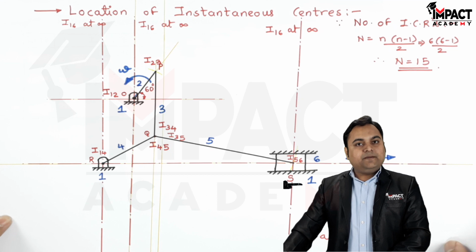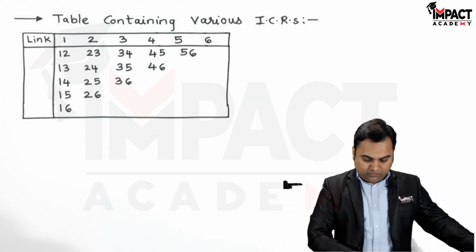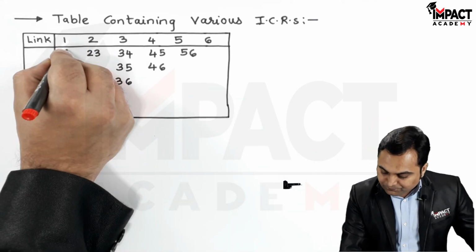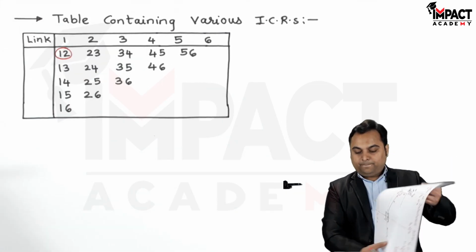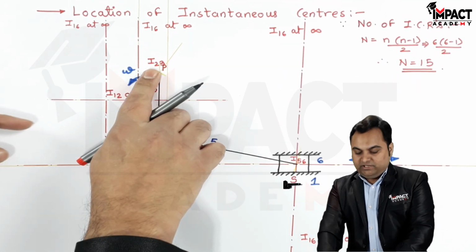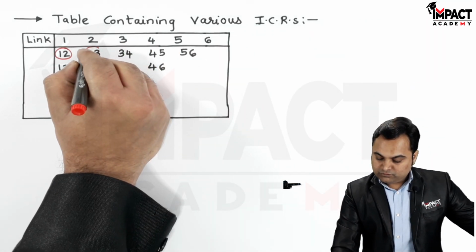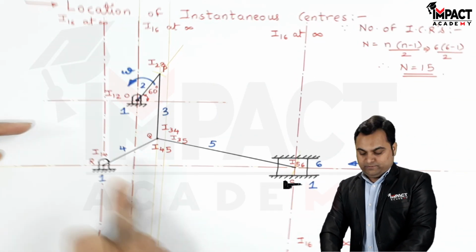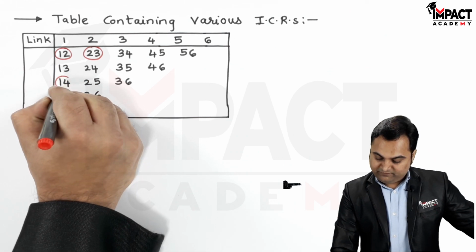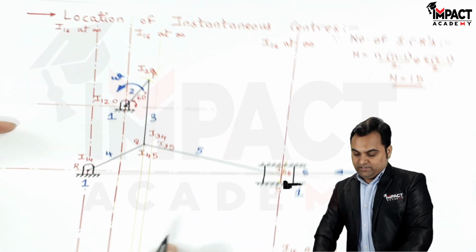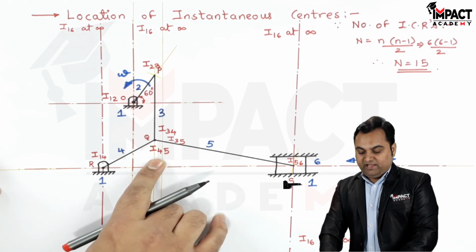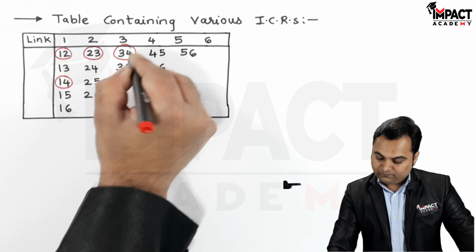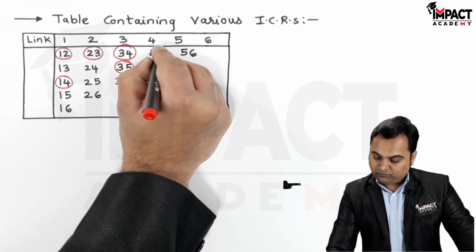Now, whatever ICRs I have located up till here are permanent and fixed ICRs. So I would be marking them onto the table which I had drawn just now. Whatever the ICRs are known, I'll just circle them. Like I12 has been done. Then I23 is also over, so I am circling it. Next, here we have I14. Then 3, 4, 3, 5 and 4, 5 are at the same location.